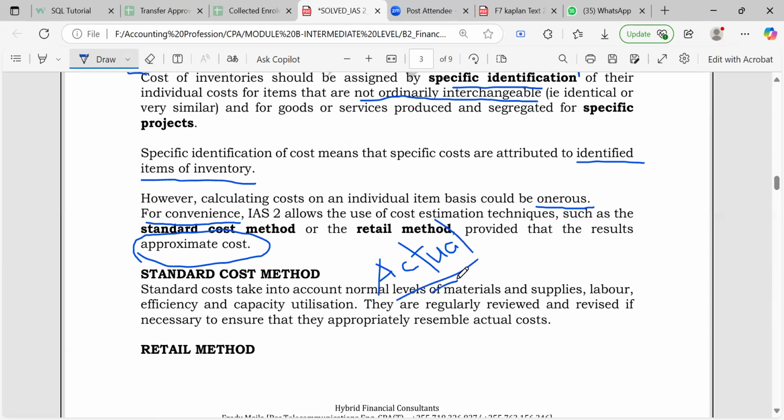Like you have said, these methods, standard method or retail method, are done provided there is that approximate cost. So we expect this not to be so different from the reality, from the actual. That's why in some places we'll just be told, as long as they approximate actual, we'll do it.